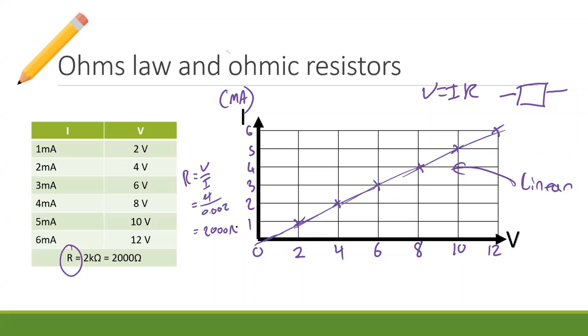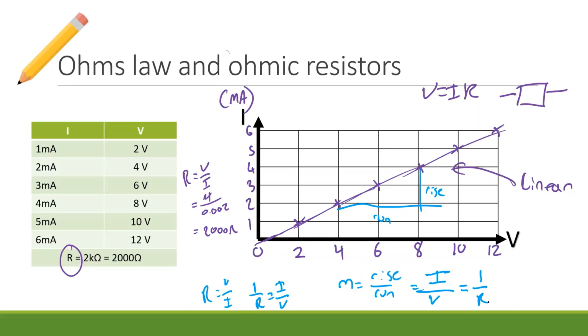Here's another way that we could work this out. We could look at the graph itself. This is a bit of an advanced idea, so if you don't understand this, it's okay. The gradient of this graph, M equals rise over run. The gradient of this graph is the rise, current, over the run, voltage. So if R equals V over I, then 1 on R is going to be I over V. That means the gradient is actually equal to 1 over the resistance. If you don't understand that, that's okay. The main idea here is that it's a linear line, a straight line.